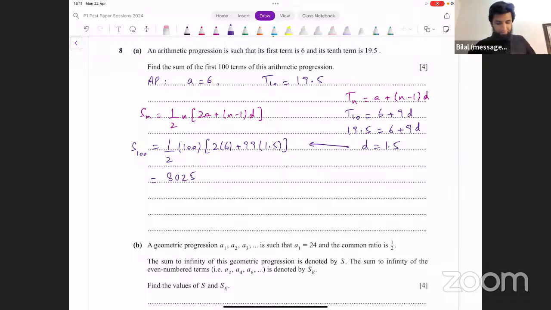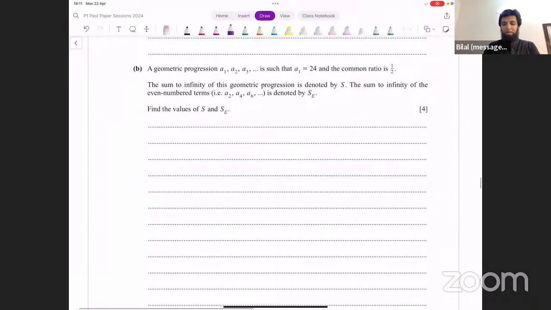Now it says a GP, a geometric progression, A1, A2, A3, and so on, is such that A1 equals 24, and the common ratio is 1 over 2. So we have the first term, that's 24, and we have the ratio, that's 1 over 2. The sum to infinity of the GP is denoted by S. The sum to infinity of the even numbered terms, A2, A4, A6, is denoted by SE.